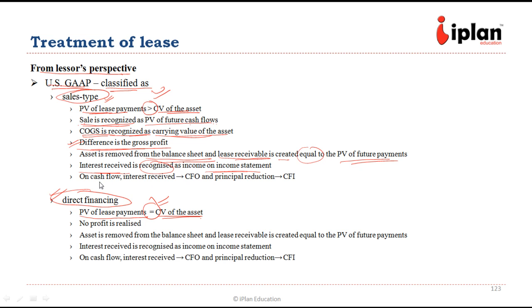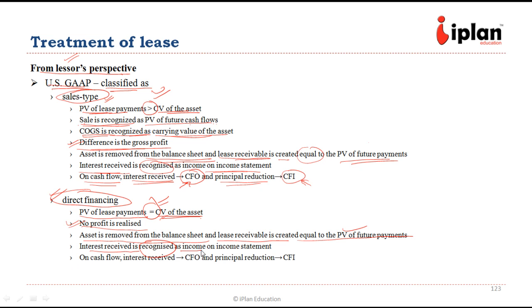And on the cash flow statement, the interest received will be a cash inflow from operating activities, and the principal reduction will be from investment activities. From the point of view of the lessor, it is going to be an investment. And if the present value of lease payments is equal to the current value of the asset, then it is going to be direct financing. So there will be no profit realized, and the asset is removed from the balance sheet, and the lease receivable is created equal to the present value of future payments, same as the case earlier. And even the interest is recognized on the income statement.